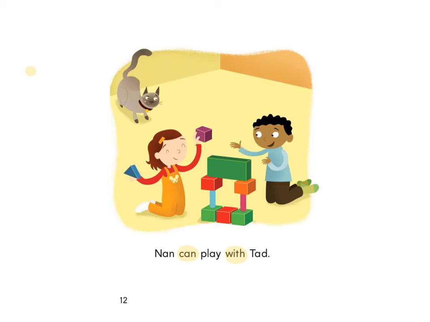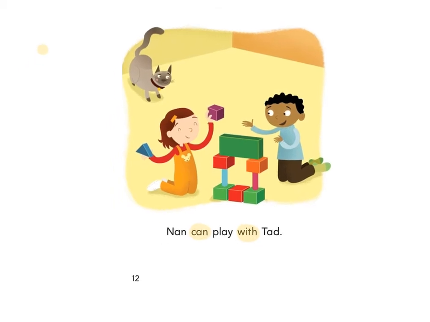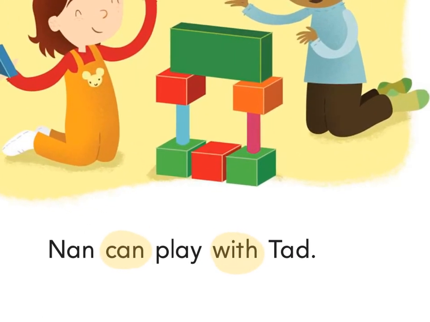Now it looks on this picture like Nan and Tad are stacking those blocks up. Okay. I'm going to underline that word Nan because it has a short A in it. Pencils ready, let's go. Nan, can. Now in this word, play, is that the A sound? No, it's not pla, it's the word play. So we're not going to underline that one. But I do see that short A right here on Tad.